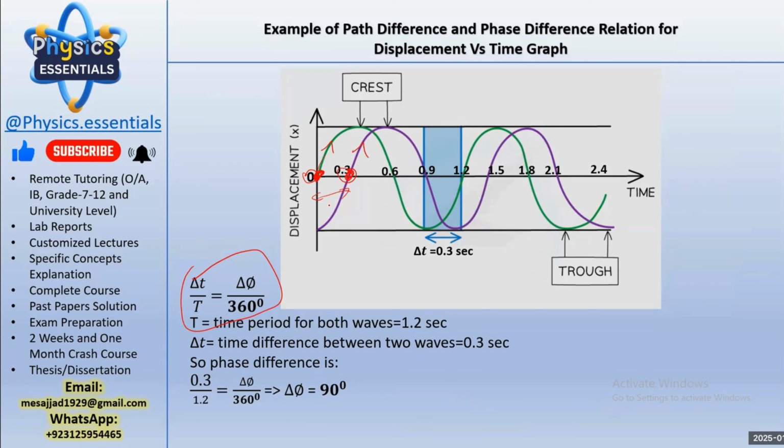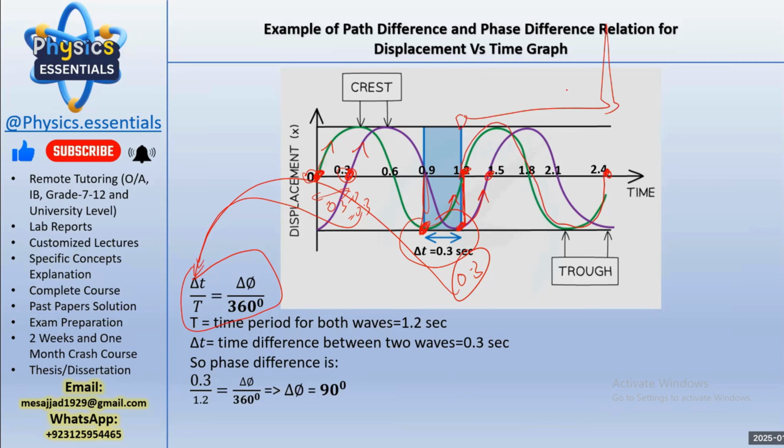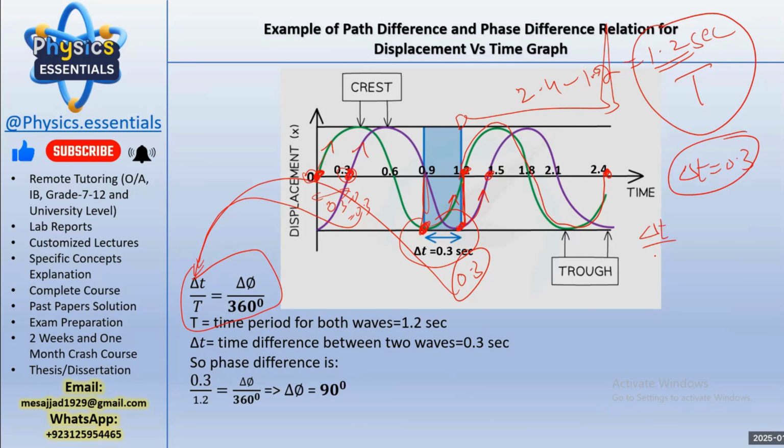And what is the time difference between the two then? 0.3 minus 0 equals 0.3. So that is your delta t. Okay. Similarly, if you take a closer look here, this point is 0.9, and from here it is 1.9, so the time period is 1.2. So that is actually your time period. So small t is 0.3. Now what you need to find out is the phase difference. So phase difference: delta t over capital T equals phase difference over 360. So 0.3 times 360 over 1.2 equals delta phi, which makes it equal to 90, right? So it means that the phase difference between the two waves here is 90.